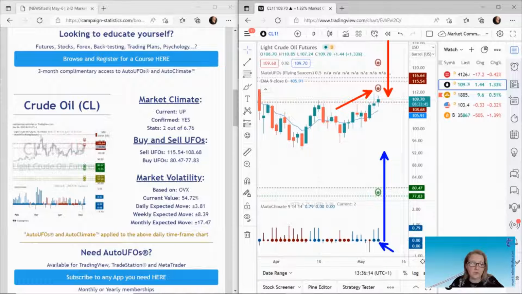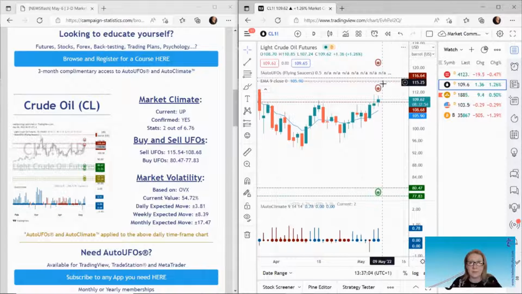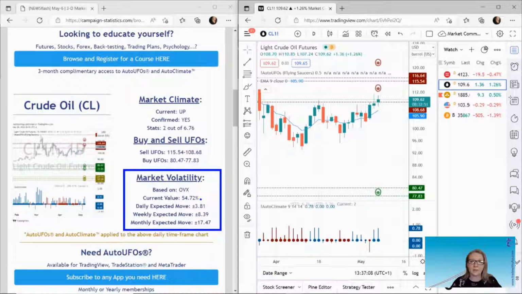Who's got more buy orders? Who's got more sell orders? No one knows. So we can but keep out, let it do what it's going to do, let it clear a path of clear probabilities one side or the other, and then we go from there. In terms of volatility with oil, we would expect movement up or down in 1 year of 54.72%. So in a day, 3.81 points, in a week, 8.39 points, and in a month, 17.47 points.